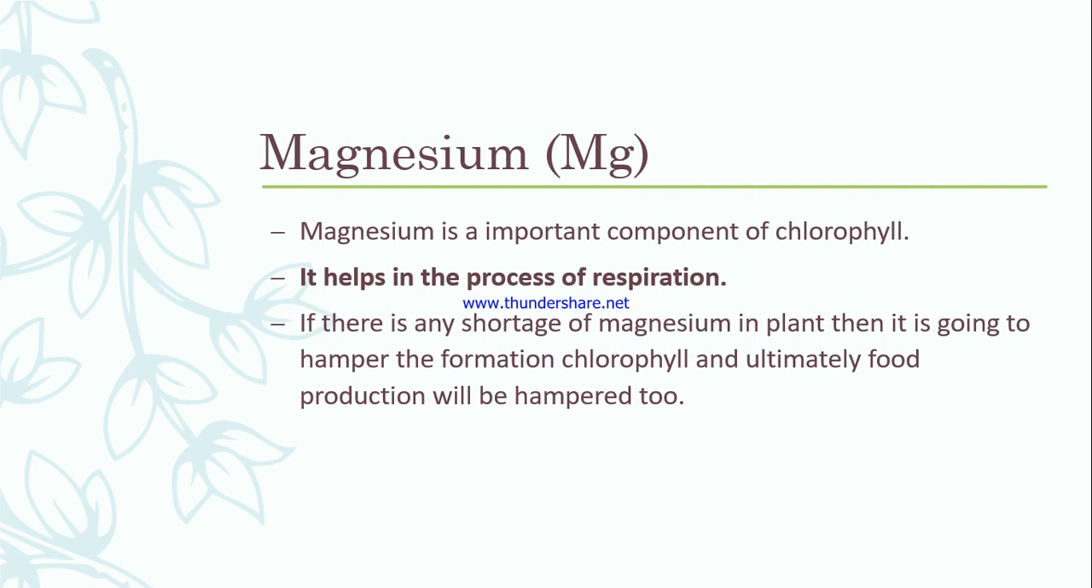So it helps in the process of respiration. If there is any shortage of magnesium in a plant, then it is going to hamper the formation of chlorophyll, as we already talked about. So it is going to hamper the formation of chlorophyll, and ultimately the food production. I have blocked some roles. That blocked role is very important rather than the other one. So please note that down.